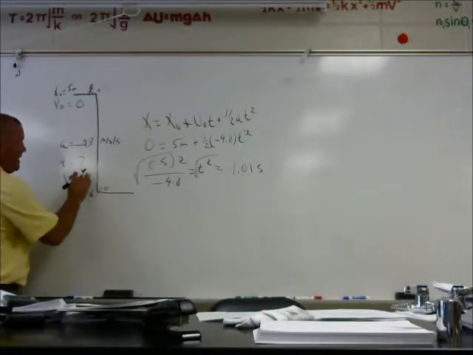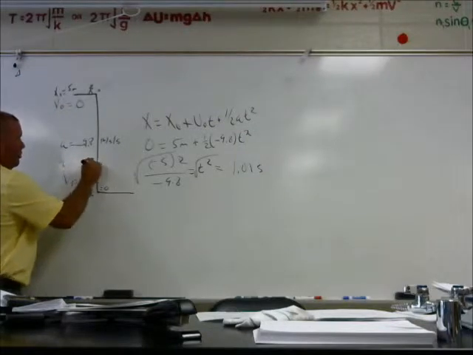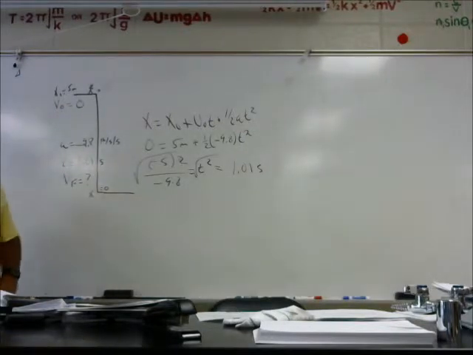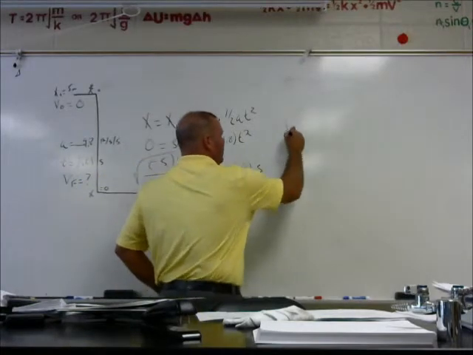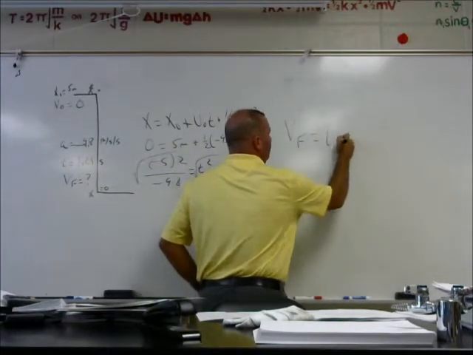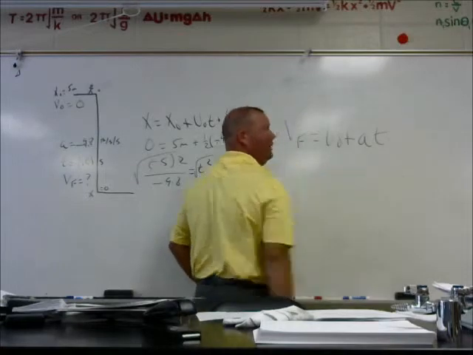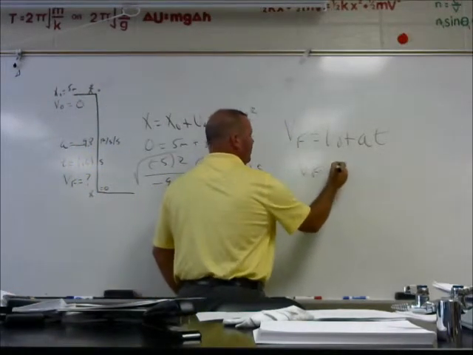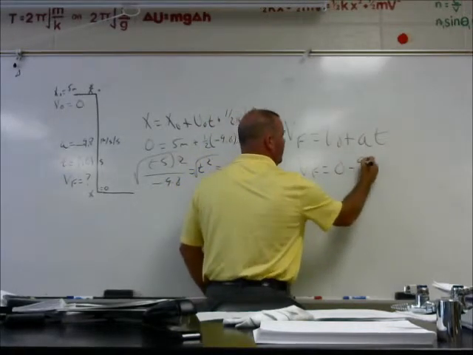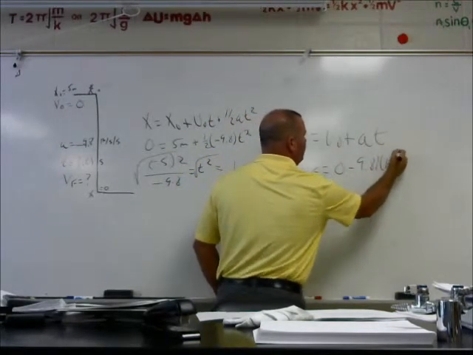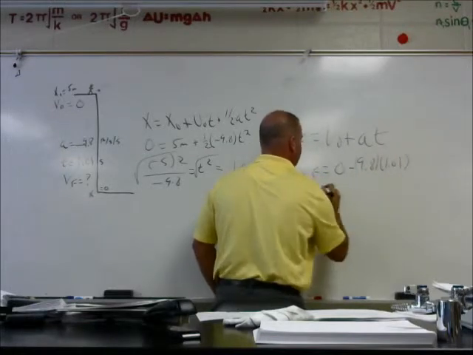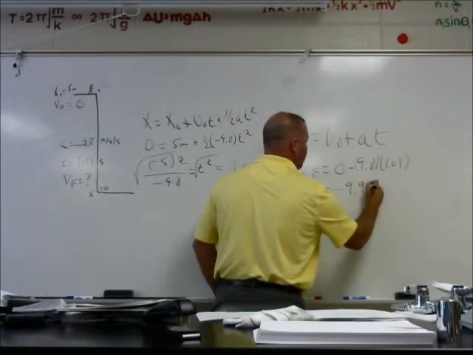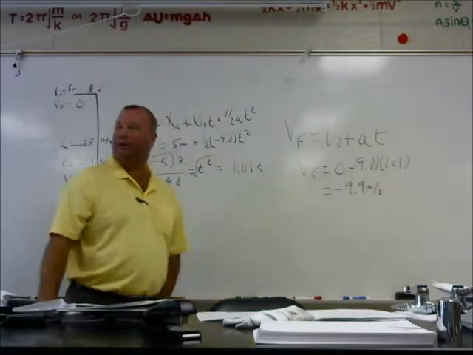So I can plug that into my table. 1.01 seconds. Now can I find the final velocity that it hits the ground with? A couple different ways. Probably the most obvious, VF equals V naught plus AT. So VF equals 0 minus 9.8 times 1.01, excuse me, negative 9.9 meters per second.